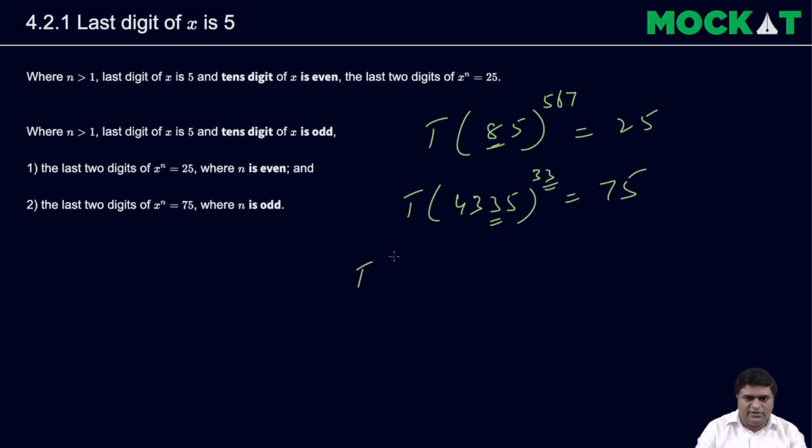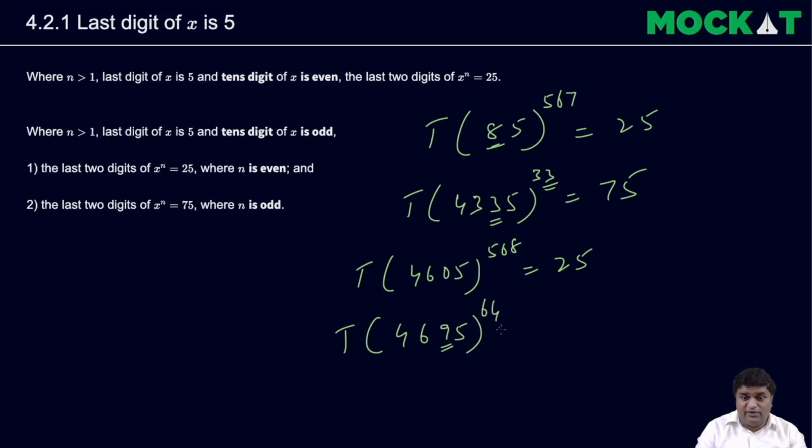So all other cases, if you're going to have 4605, it's an even tens place, it doesn't matter what the power is going to be. So it will end up becoming 25. Now, if this is going to be, let's say 4695, the tens place is odd, and the power over here is even. If it's even, then you end up with 25 once again. You get 75 only if the tens place is odd and the power is also odd.